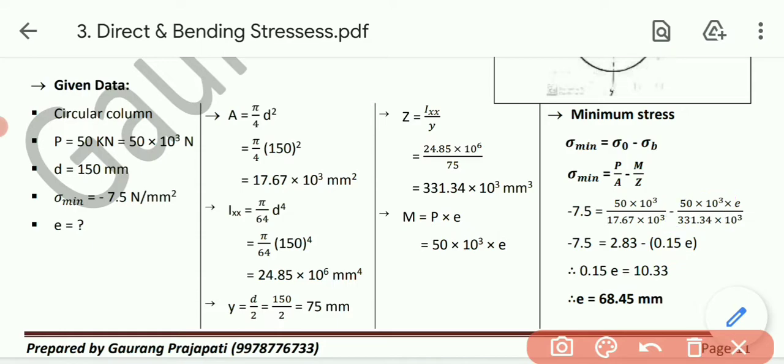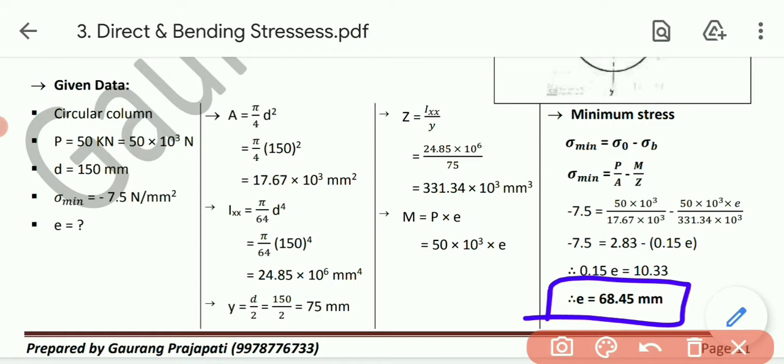Now in the whole equation eccentricity is unknown, so let's take this one to the opposite side, so it will become plus 0.15 E, and on the opposite side 2.83 plus 7.5, so I will get 10.33. So finally eccentricity equals 10.33 divided by 0.15, so I will get the answer 68.45 mm.